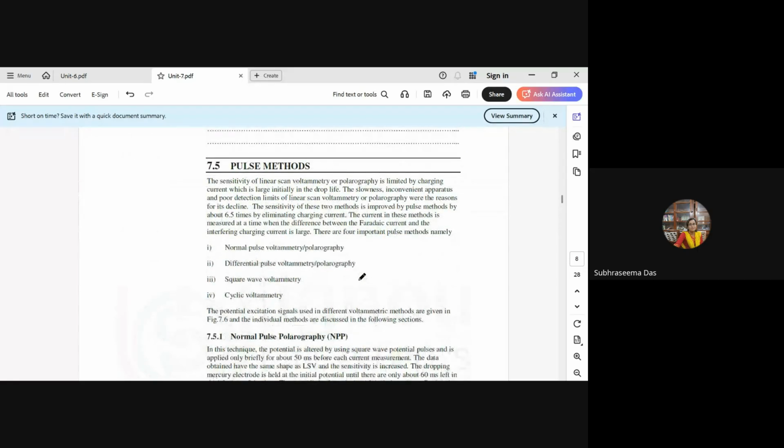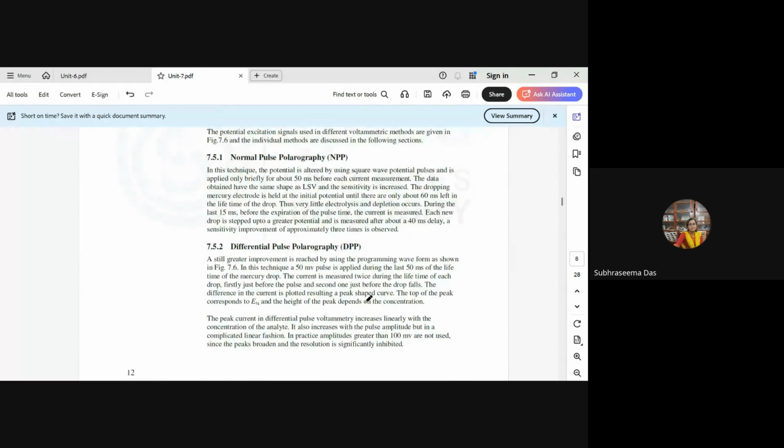Then the pulsed methods. So what are the pulsed voltammetric methods? There are four important pulsed voltammetric methods. First is normal pulse voltammetry, then differential pulse voltammetry or polarography, square wave voltammetry, and cyclic voltammetry. So first is the NPP, that is the normal pulse polarography, or we can also say normal pulse voltammetry.